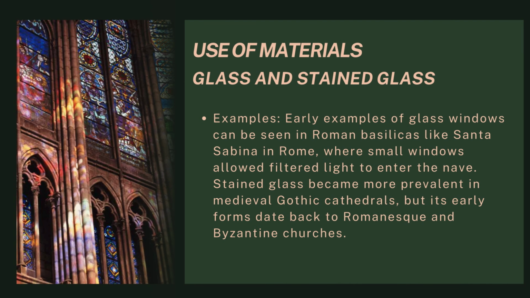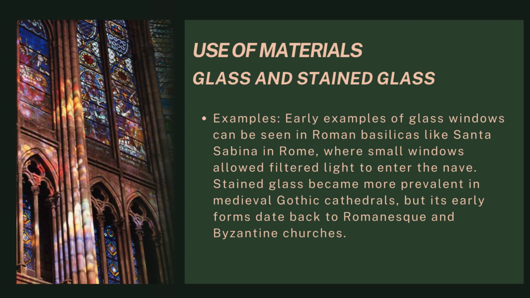Examples: early example of glass windows can be seen in Roman basilicas like Santa Sabina in Rome, where small windows allowed filtered light to enter the nave. Stained glass became more prevalent in medieval Gothic cathedrals, but its early forms date back to Romanesque and Byzantine churches.